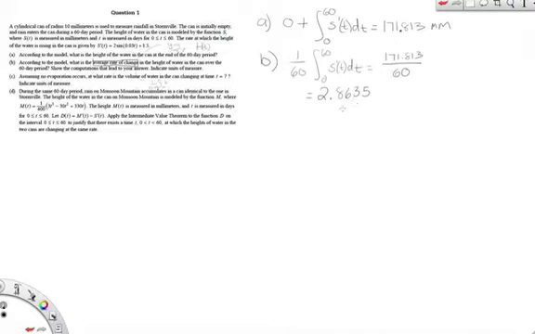And what is it that we found? Well, we've added up all of these, or we could just do it this way. We've found the number of millimeters, and we divided by the number of days.